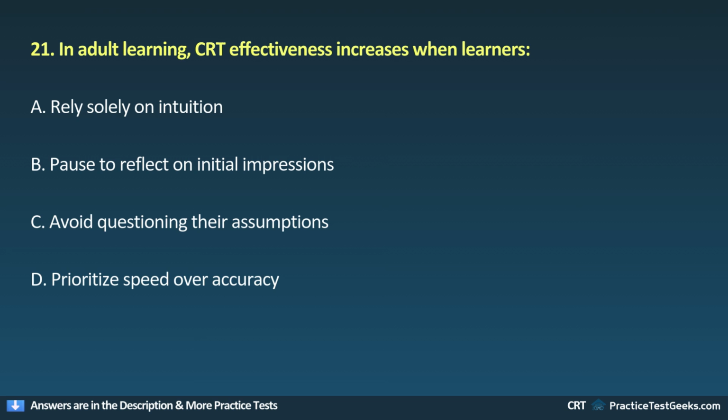21. In adult learning, CRT effectiveness increases when learners: A. Rely solely on intuition. B. Pause to reflect on initial impressions. C. Avoid questioning their assumptions. D. Prioritize speed over accuracy.